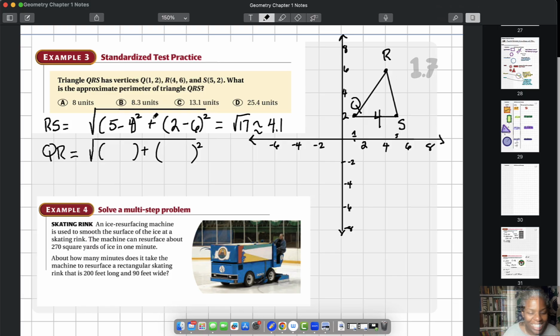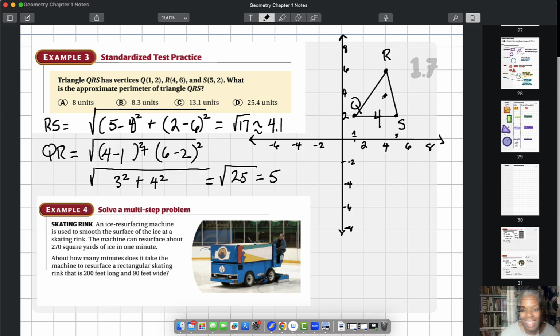Again, by applying the distance formula, we've got to find the difference between the x terms and the difference between the y terms. So I'm going to go with a 4 minus 1 and then a 6 minus 2, and those differences are going to be squared. 4 minus 1 is 3. 3 squared is going to give me 9. 6 minus 2 is 4. 4 squared is going to give me 16. When I'm done with this, I'm going to end up with 9 plus 16, which is 25. So the square root of 25 is 5.